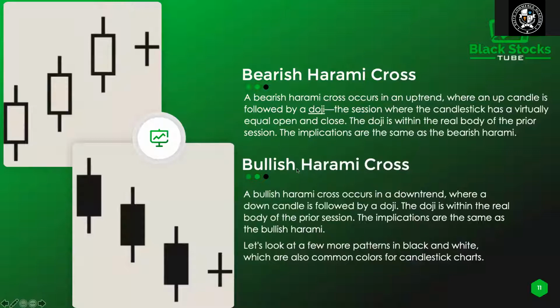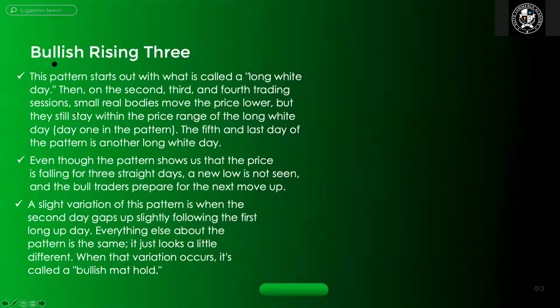Same thing with the bullish Harami cross. It's looking like the tide is changing and it might continue to go up, all right? Or it might change in price and go up. All right, bearish rising 3. Should be a picture for this, right?